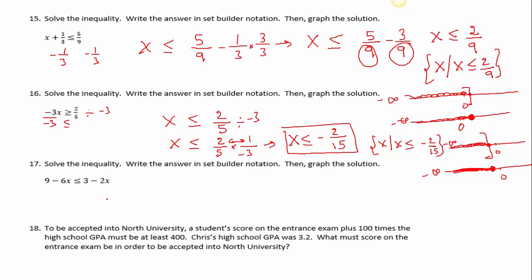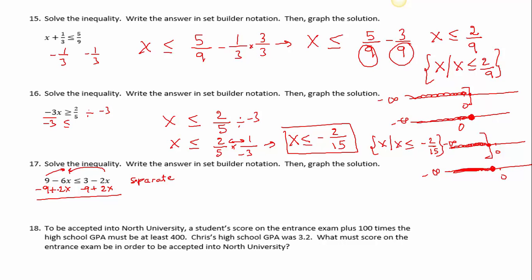Solve the inequality. Now in this case we have an x here and an x here. So let's move this x to the left hand side, add 2x to both sides. And let's move the 9 to the right side, subtract 9 from both sides. So that's what we call separating variables. We are moving the x to the left side, we're moving the numbers to the right side. 9 minus 9 is 0.